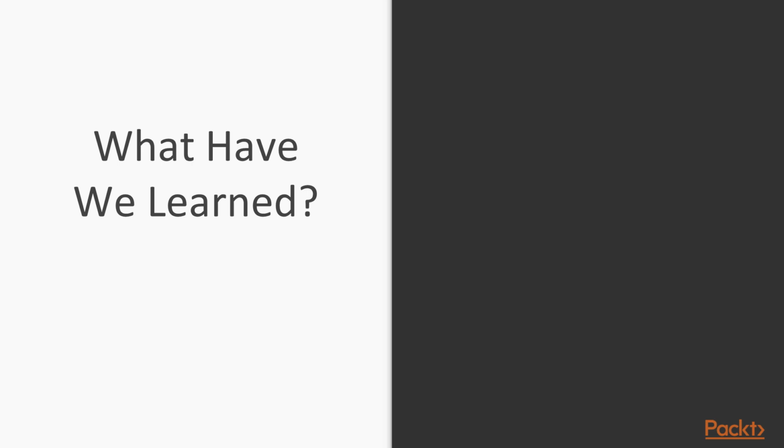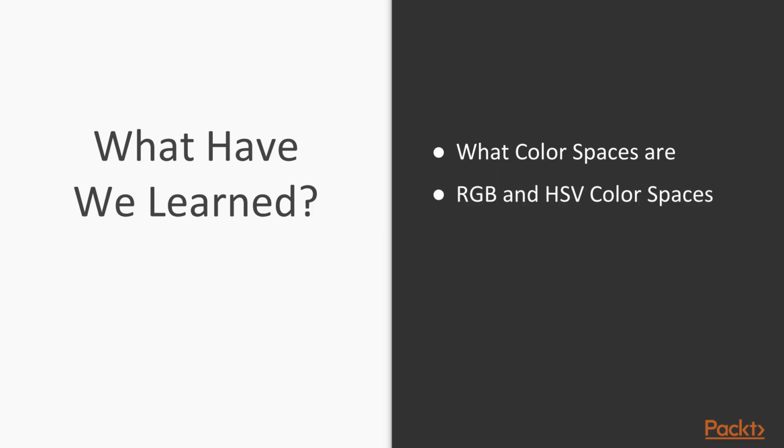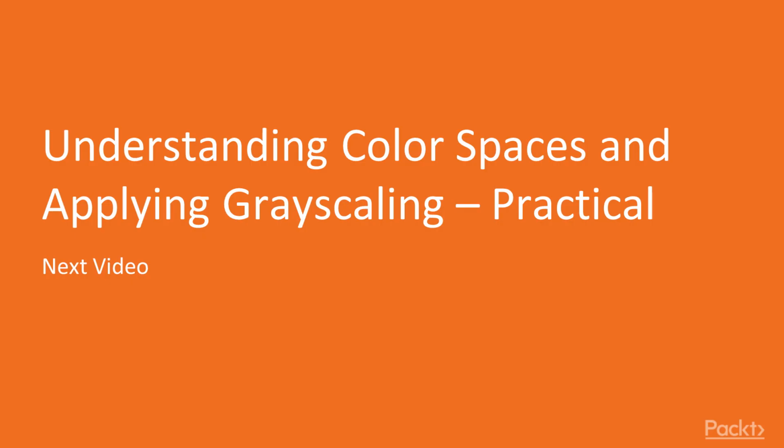So just to quickly summarize what we've learned: what exactly are color spaces, and we've taken a look at RGB, that's red, green, blue, and the HSV, that's hue, saturation, and value color spaces. Now let's go into OpenCV and actually play with some color models and do some grayscaling on some images as well.